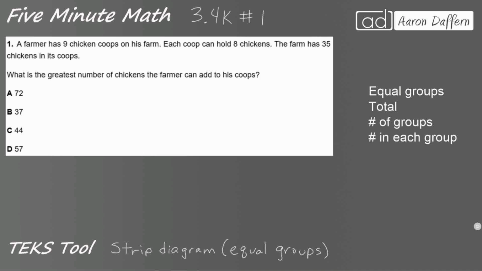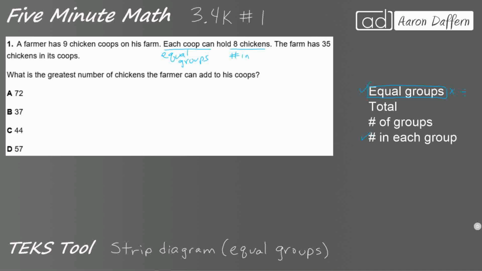Well, we've got equal groups, and we do have this right here. Each coop can hold 8 chickens. So each coop, that gives us our equal groups. Lets us know we're dealing with multiplication or division. And also, each coop can hold 8 chickens. This is also in that same sentence giving us the number in each group.